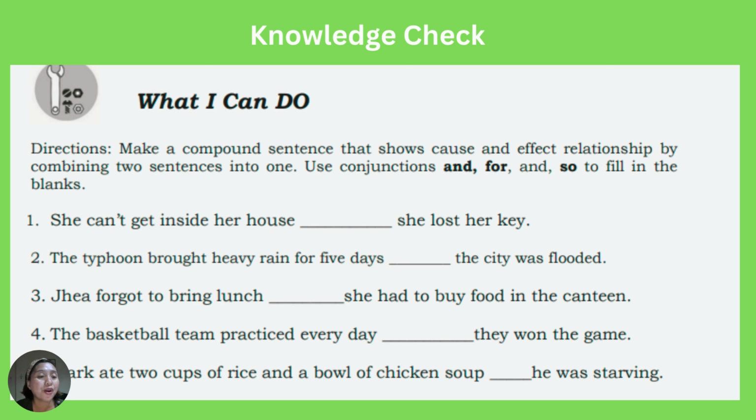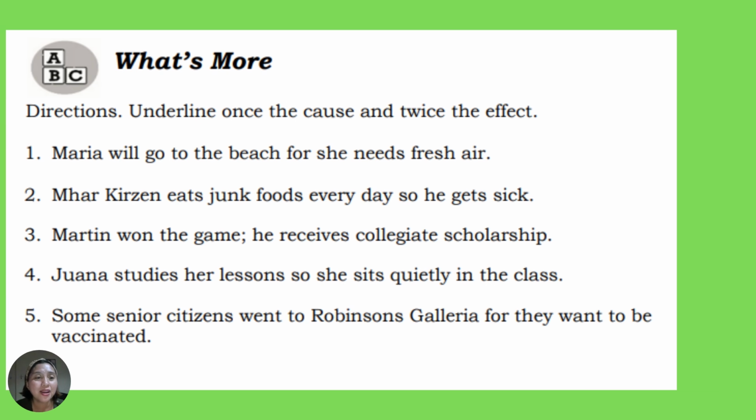Okay? Number four: the basketball team practiced every day, so they won the game. Number five: Mark ate 2 cups of rice and a bowl of chicken soup, blank, he was starving. So Mark ate 2 cups of rice and a bowl of chicken soup, for he was starving. Because he was starving. Or you could also say, Mark ate 2 cups of rice and a bowl of chicken soup since he was starving. Okay, now let's move on to another quiz.